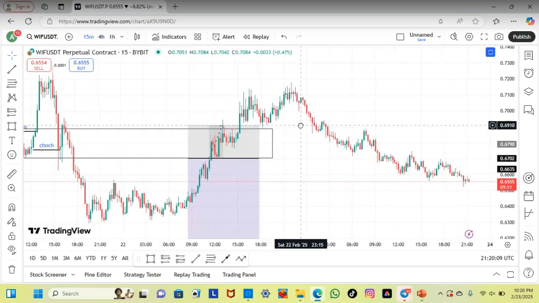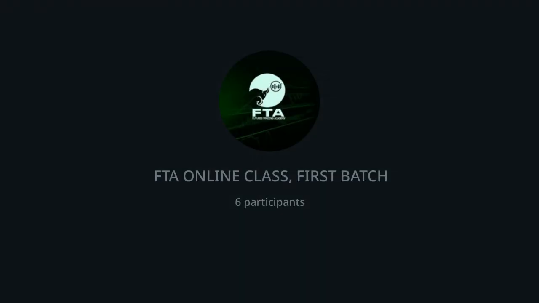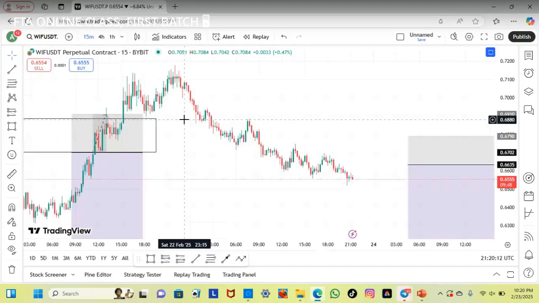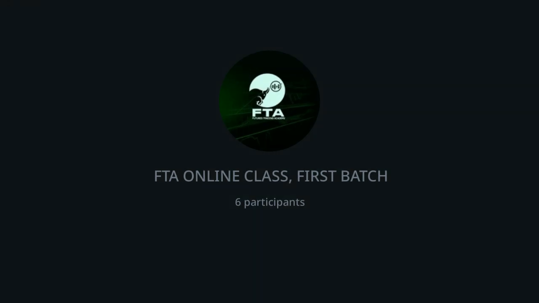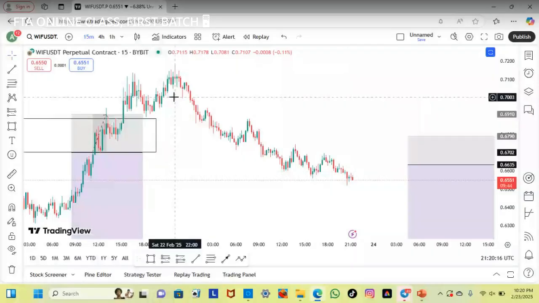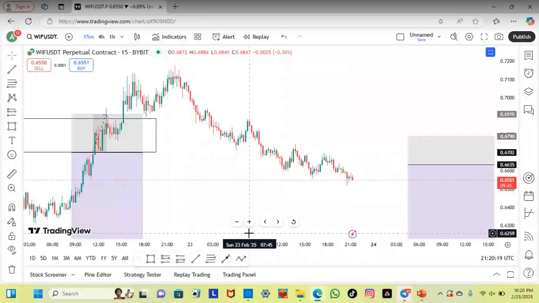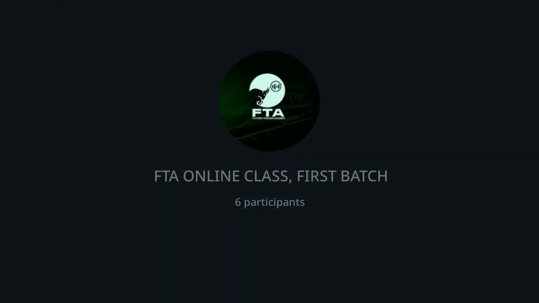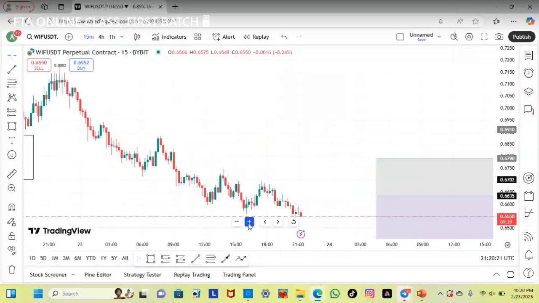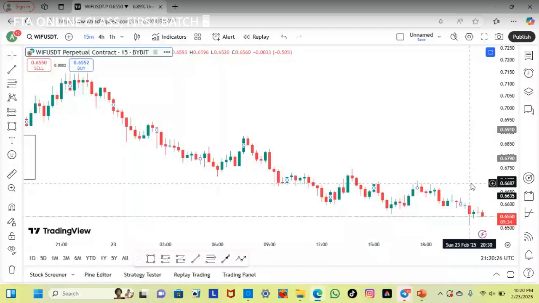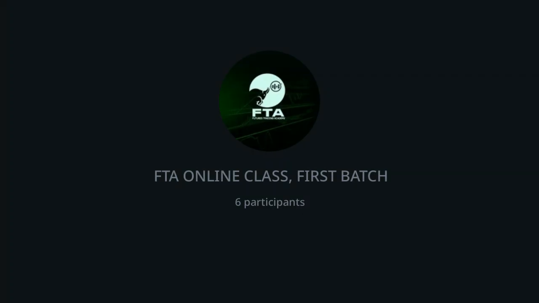So we can see a shooting star here. I'm coming, let me zoom. Yes, so I believe it's clearer now. So we can see a shooting star here after a massive uptrend.